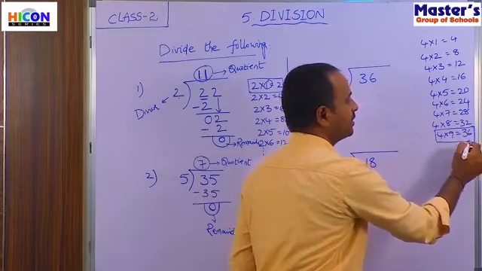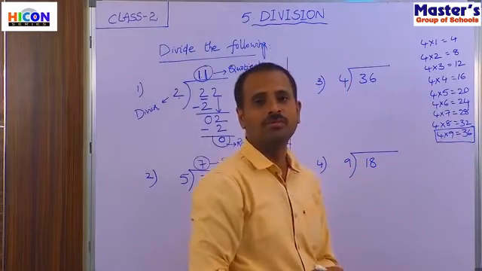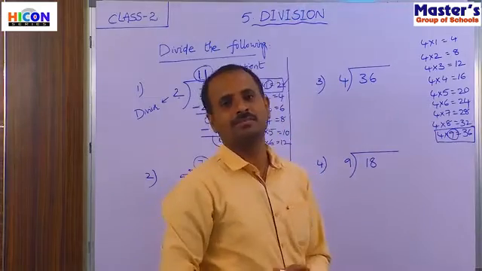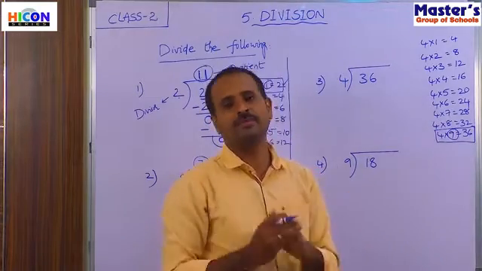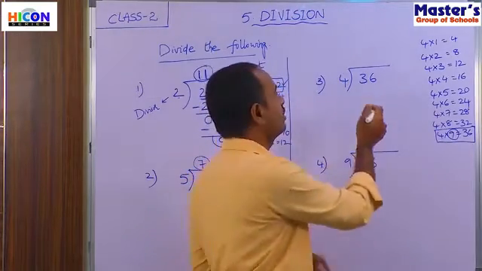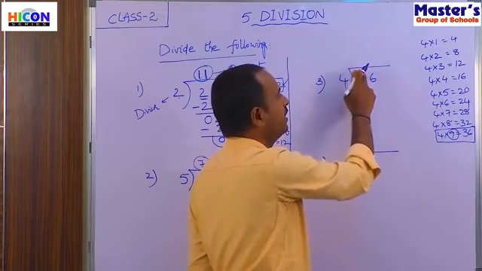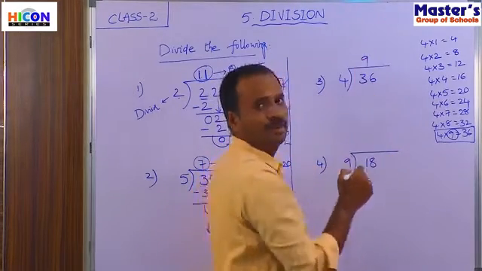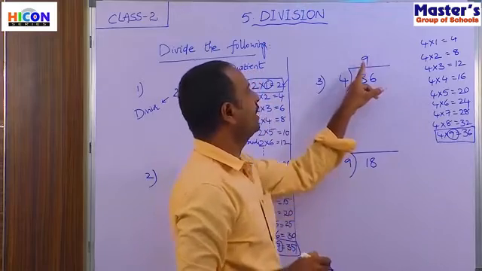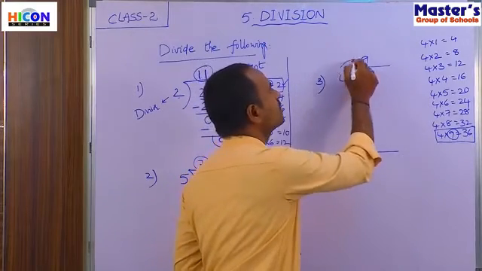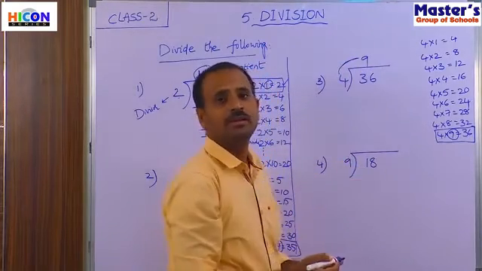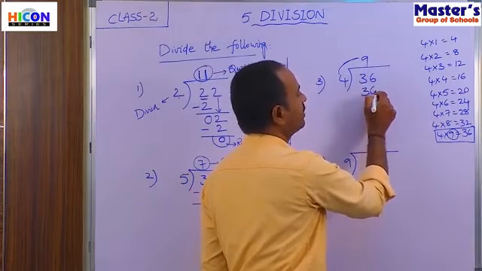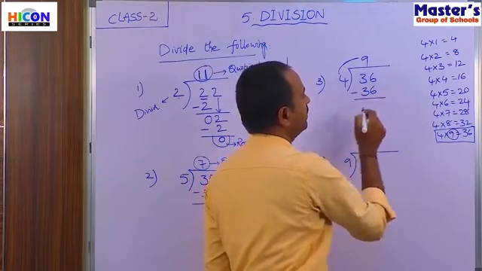So when does the number 36 come in the fourth table? If you take 9 times, we will get the number 36. So how many times? 9 times. So write 9 in the quotient on the line above the dividend. Write 9 here, and multiply 4 and 9. 4 nines are 36. Write the product under the dividend 36 and subtract.